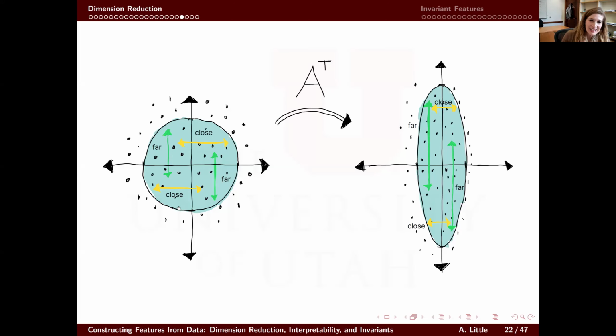But the idea is that we start off with a bunch of points. We have pairs, some are close, some are far. We're trying to find the best linear transformation that we can where, right, the far points are going to get elongated and the close points are going to get pulled closer together.